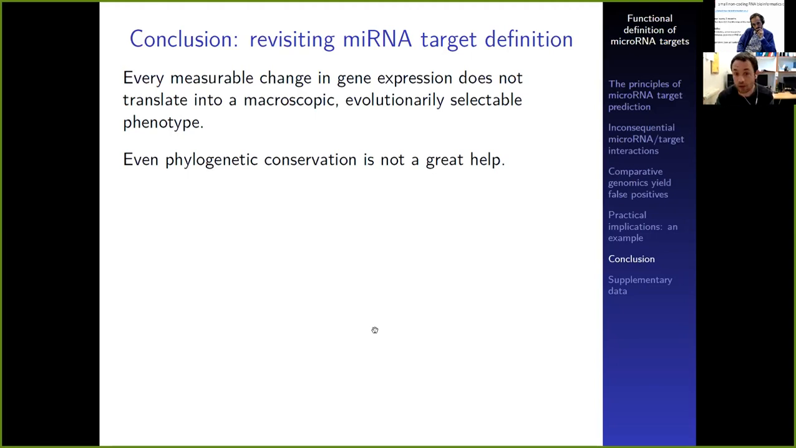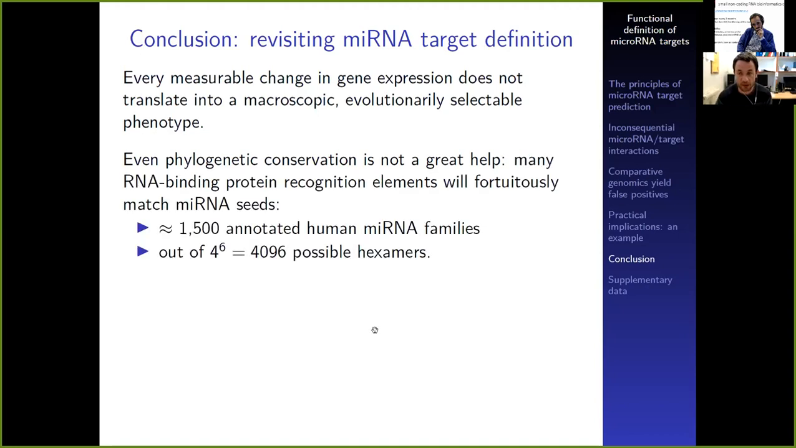The classical way to address that is to use phylogenetic conservation. By looking at conserved binding sites in evolution, you would say, I have no idea why this particular interaction is important, but it looks like it's doing something important because it is conserved in evolution. In this case, we saw that many binding sites for microRNAs are conserved for other reasons than the interaction with the microRNA. And this is not really surprising when you think of the diversity of known microRNAs: right now, there are about 1,500 annotated human microRNA families.